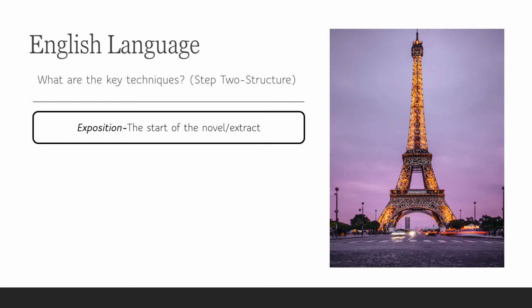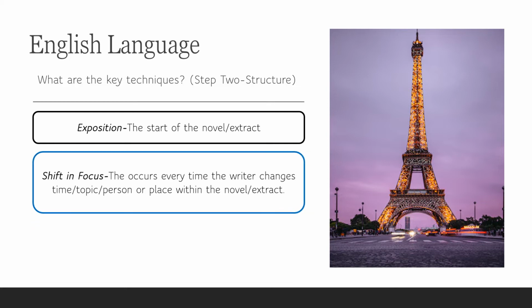Now when you're in your exam, you won't necessarily get an extract that comes from the start of a novel. It could be from anywhere within the book, but the first few lines will still count as the exposition for that extract that you're given. So you can always talk about how the writer has started that extract, who they're focused on, and why they chose to start that moment in that way.